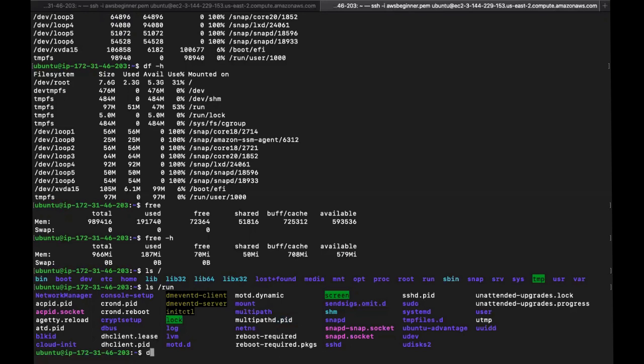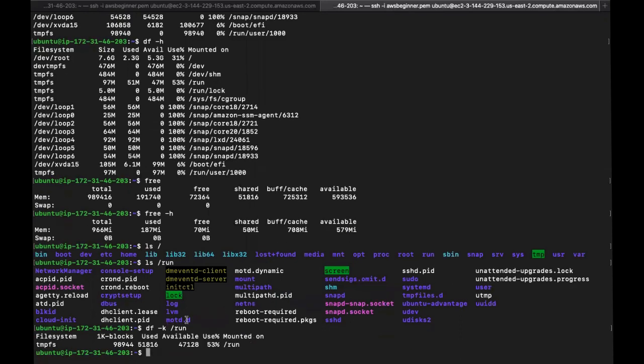Let's try df -k into run. What you find is the temporary file system, right? It's called the temporary file system because it is not stored on the hard drive, but on the RAM, right? It's stored on the RAM, which means it is very, very temporary, right?